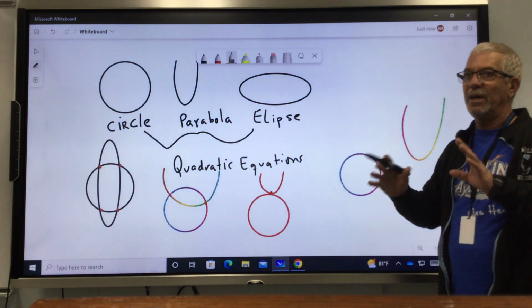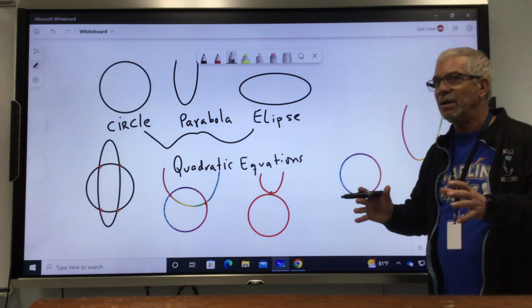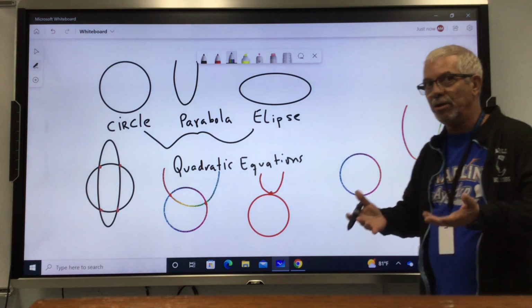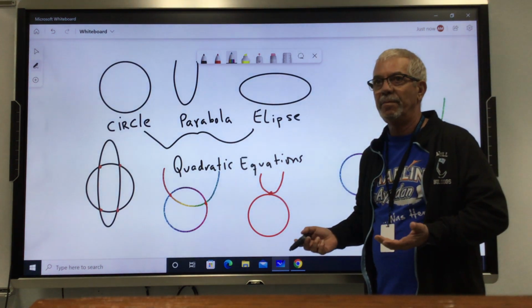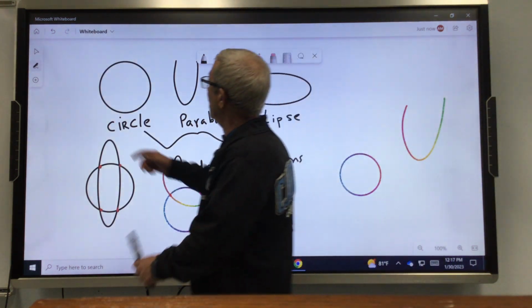I give you this because I want everybody to have an idea, when we solve a system, of what we are looking for. We are looking for the intersection points. All right? Then what is the topic today?